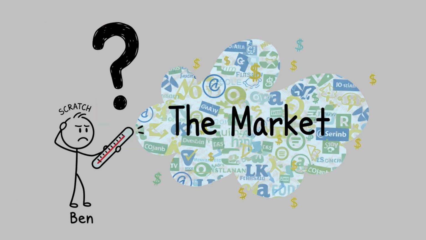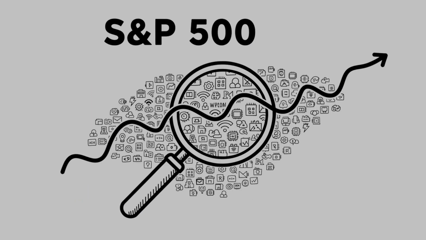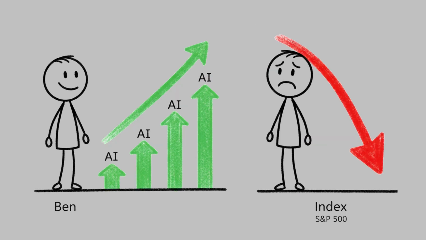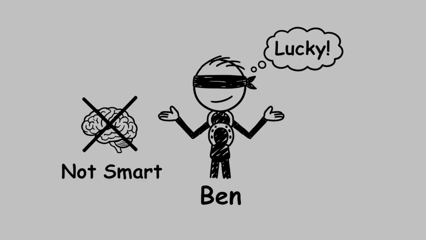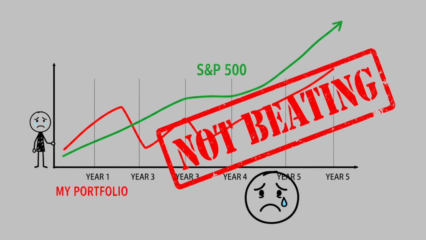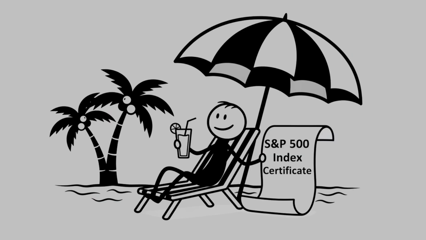Term 5, the index. How do we know if the market is doing well? We use an index. The S&P 500 tracks the 500 biggest companies in the US. If the S&P 500 is up, the economy is generally healthy. If Ben's 3 random AI stocks are up, but the index is down, he's just lucky, not smart. Use the index as your benchmark. If your portfolio isn't beating the S&P 500 over 5 years, you're better off just buying the whole index and going to the beach.